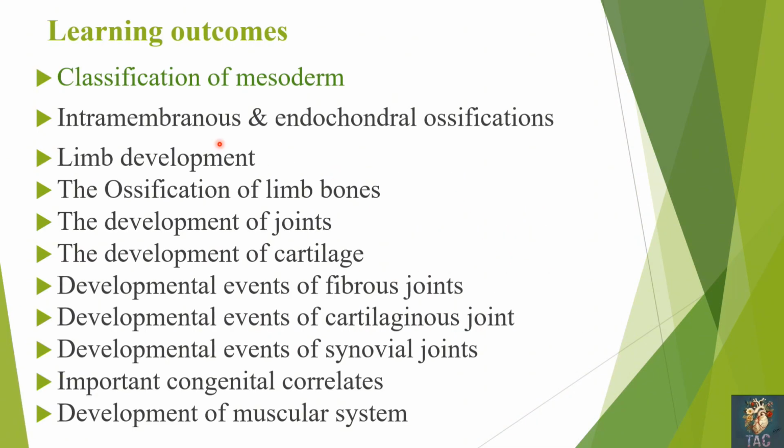So the learning outcomes for today's class are classification of the mesoderm, intramembranous and endochondral ossification, limb development, ossification of bones of the limbs, development of joints and cartilages, developmental events of fibrous joints, of cartilaginous joints and of synovial joints, then the important congenital anomalies and development of the muscular system. So all that stuff which is related to development of the muscular system we will cover in today's class.